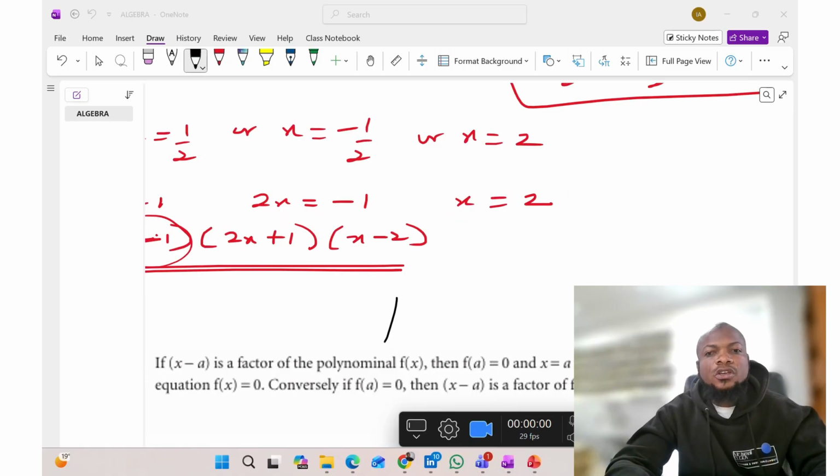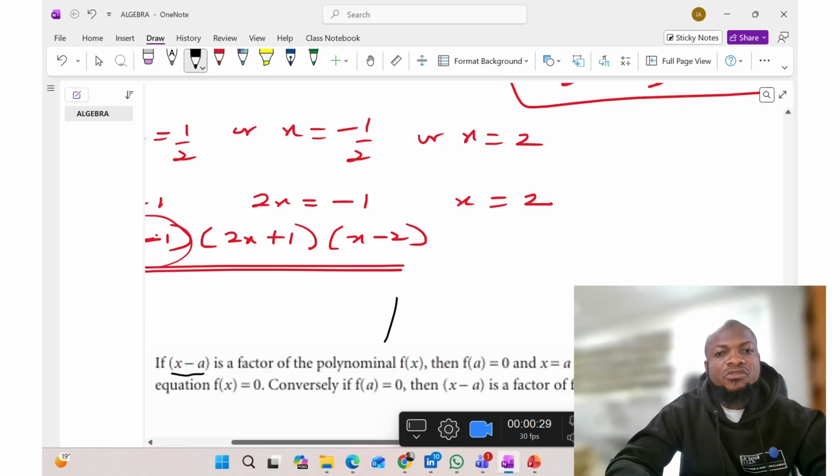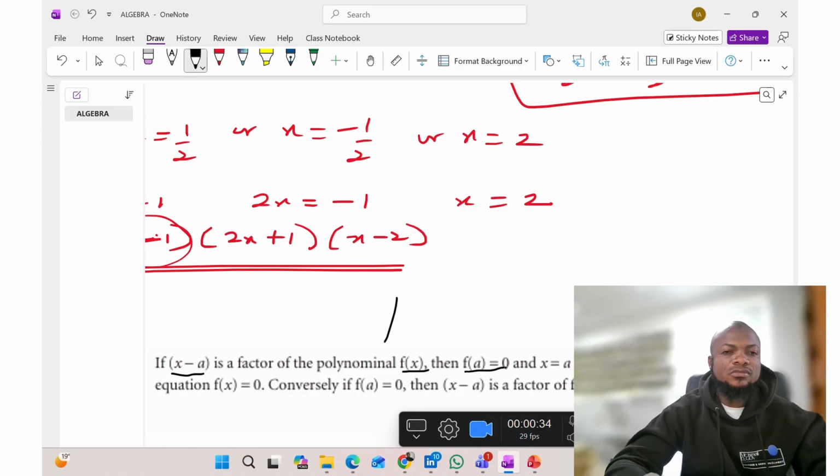So in conclusion, if x minus a is a factor of the polynomial f of x, then f of a is equal to 0, and x is equal to a is the root of the equation f of x. Conversely, if f of a is equal to 0, then x minus a is a factor of f of x. What does that mean? That means if x minus a is a factor of f of x, then f of a will be equal to 0. That is a factor term that I just explained earlier.